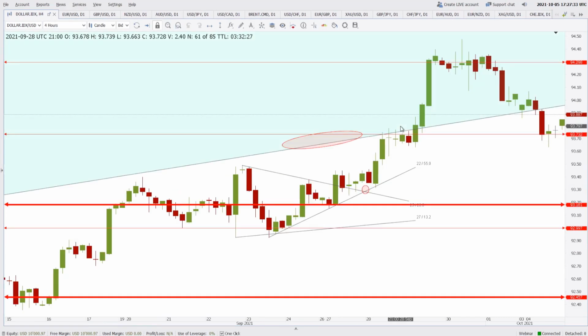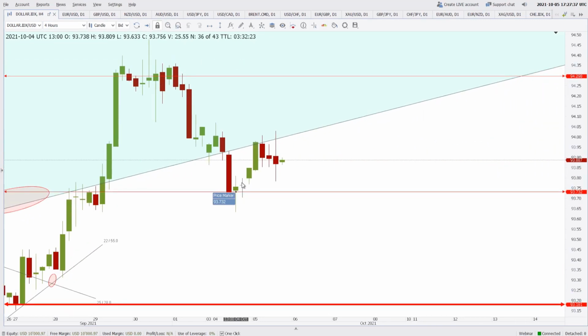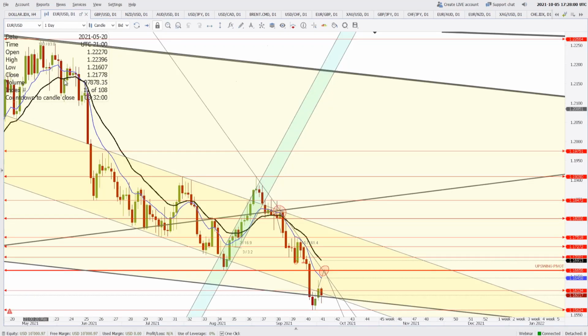If you switch to 4 hours to seek more information, right now the price is between these two supports and resistances. The support is 93.73 and the resistance is this dynamic line which is going upwards, and if that is taken out, then 94.29 is the next horizontal resistance on the way up, and if 93.73 is taken out, then 93.18 is going to be the next support for the dollar index.